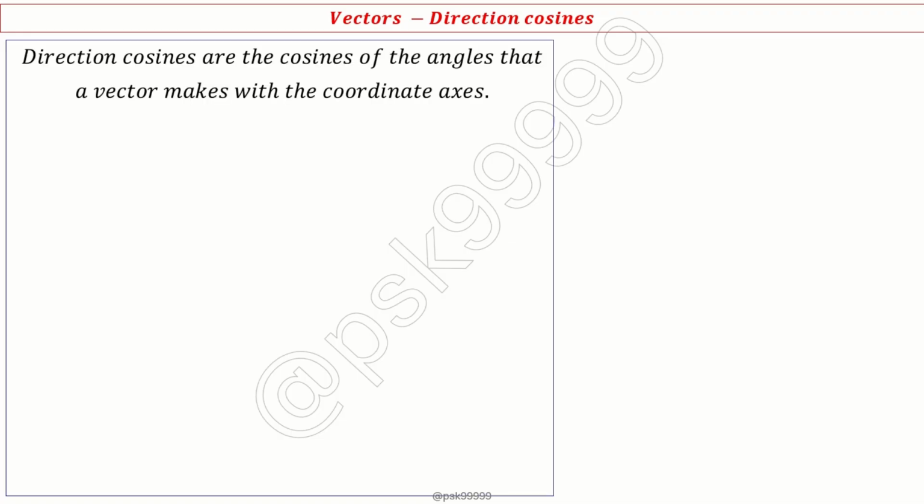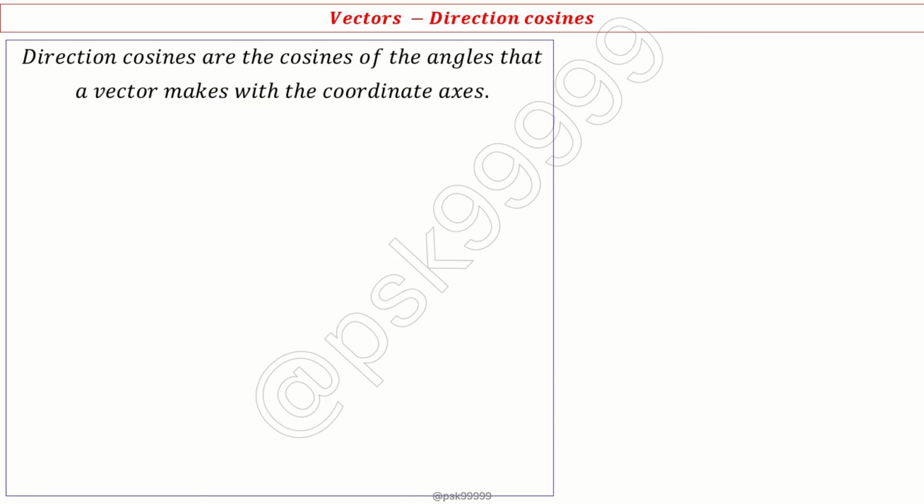Direction cosines are the cosines of the angles that a vector makes with the coordinate axes, which means something very simple. We learned that a position vector is in the xyz plane, in three-dimensional space. You have a position vector, and you have two position vectors. You draw a line between them. You call it a vector in three-dimensional space. Correct?